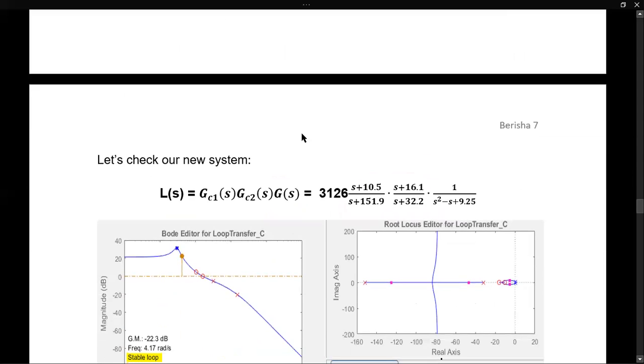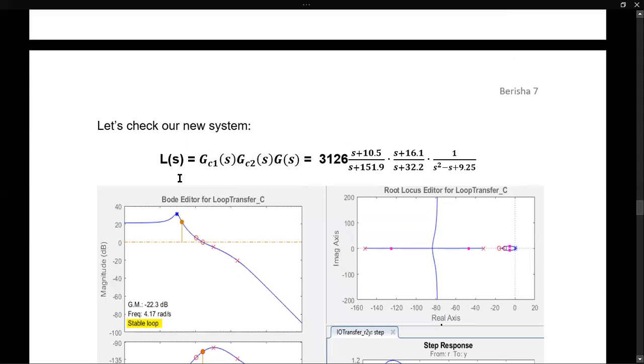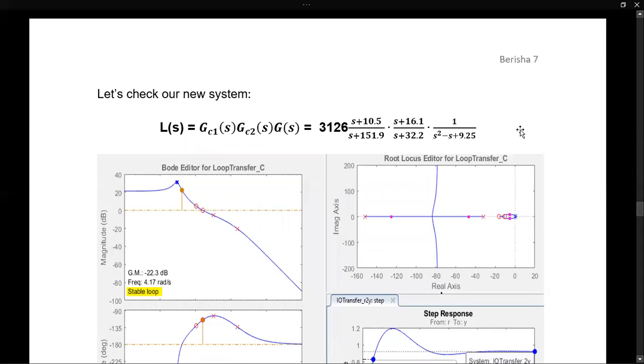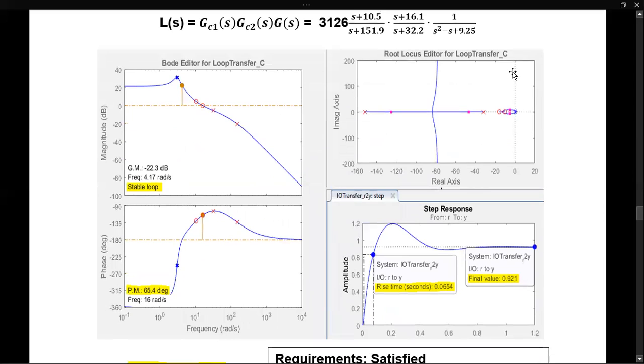Again, we're going to take the loop function and plot it. So it now becomes first lead compensator times second lead compensator times given G of s, which is written out here in numbers. Don't want to bore you by reading it all out. Looking at the plots, if we look at the phase bode plot, we see the phase margin becomes 65.4, which is greater than 60, meeting our requirement.